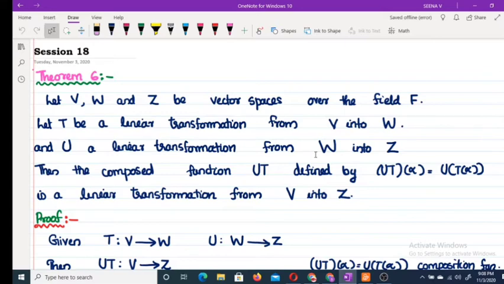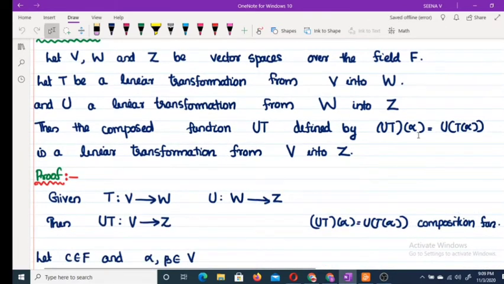The theorem says: let V, W and Z be vector spaces over the field F, and let T be a linear transformation from V into W, and U a linear transformation from W into Z. Then the composite function UT, defined by UT of alpha equal to U of T of alpha, is a linear transformation from V into Z. This is just like our composition function.